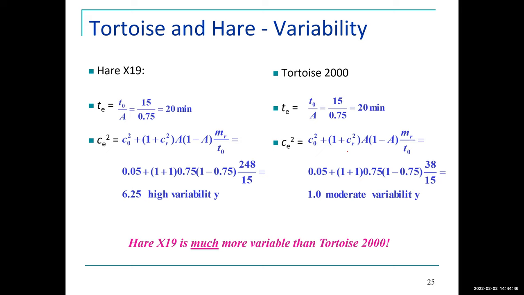Here, X19 is much more variable than the Tortuos 2000. And that's why performance of the X19 is not as good as the performance of the Tortuos 2000. So what is the impact? We have established that this machine is less variable than this one. Okay, so how is that going to impact your performance?